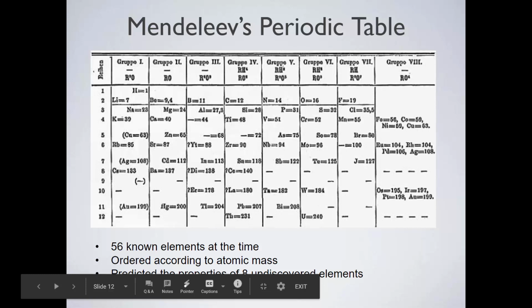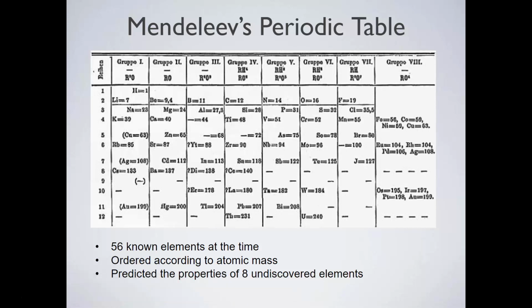So I want to tell you a little bit about the periodic table. So the periodic table that you have does change sometimes, and it changes because sometimes new elements are created. We have found all of the elements that naturally exist on Earth.